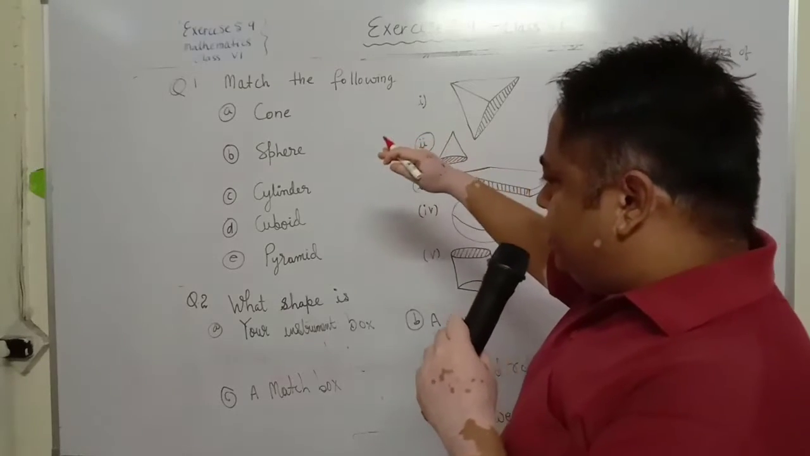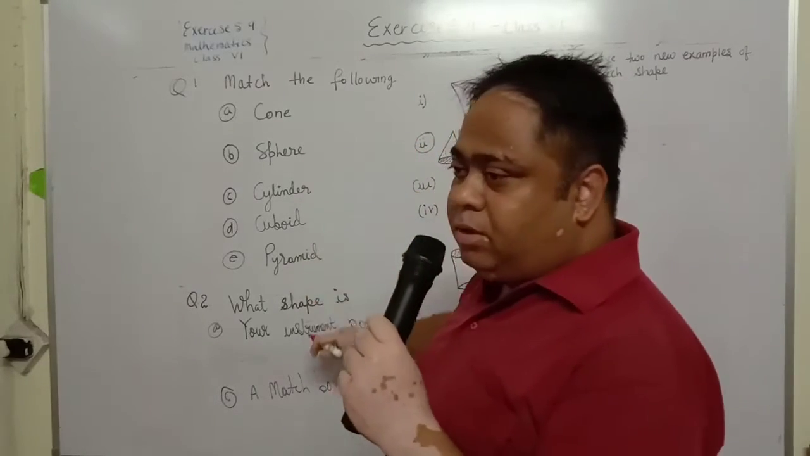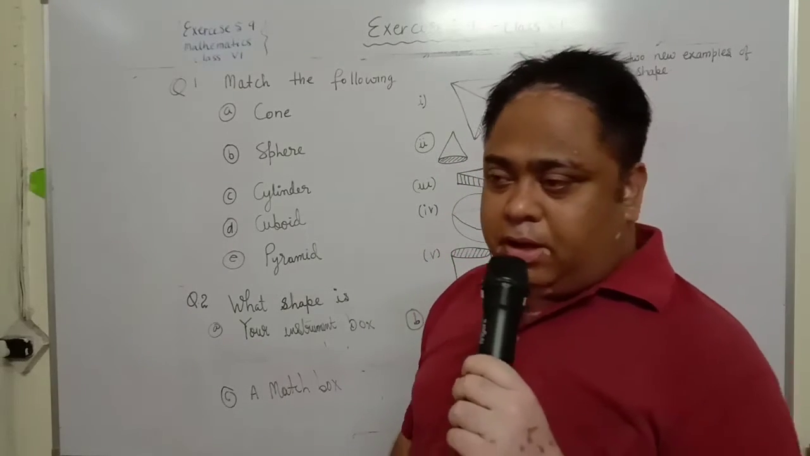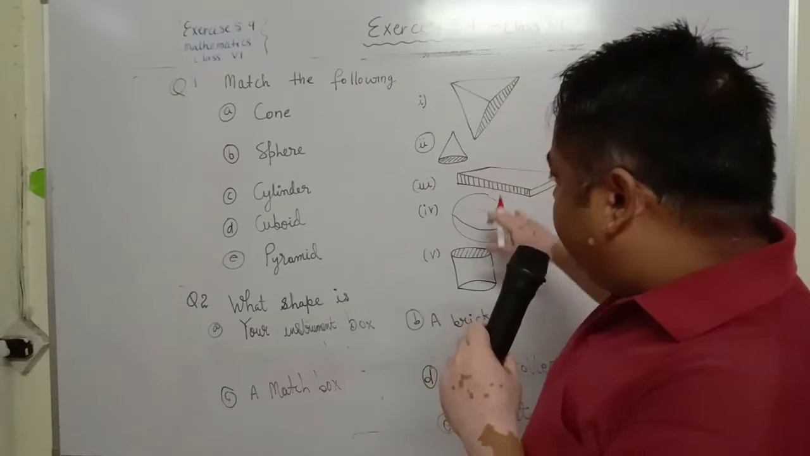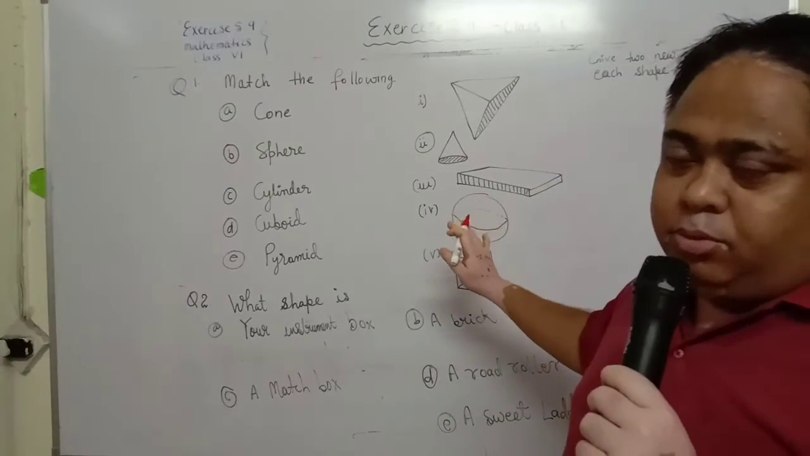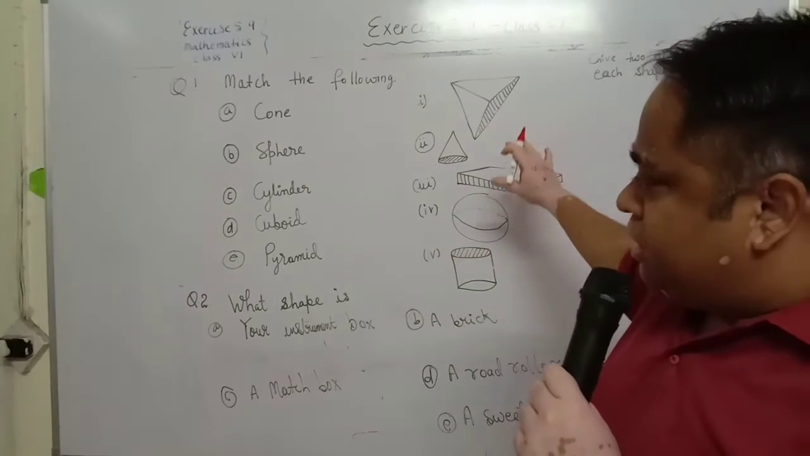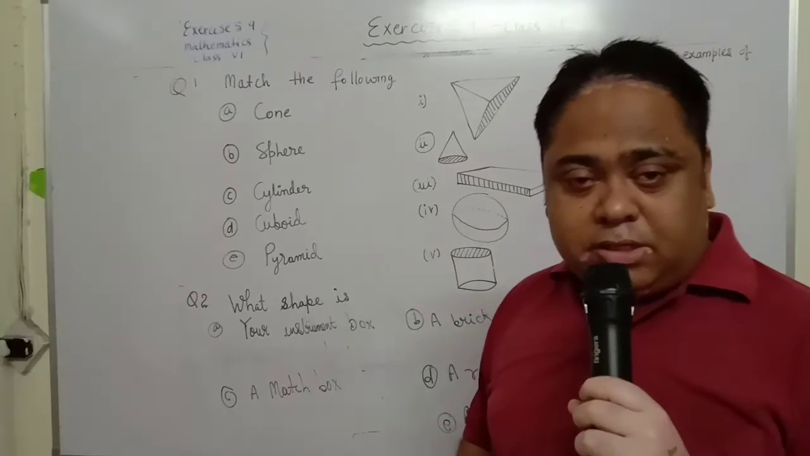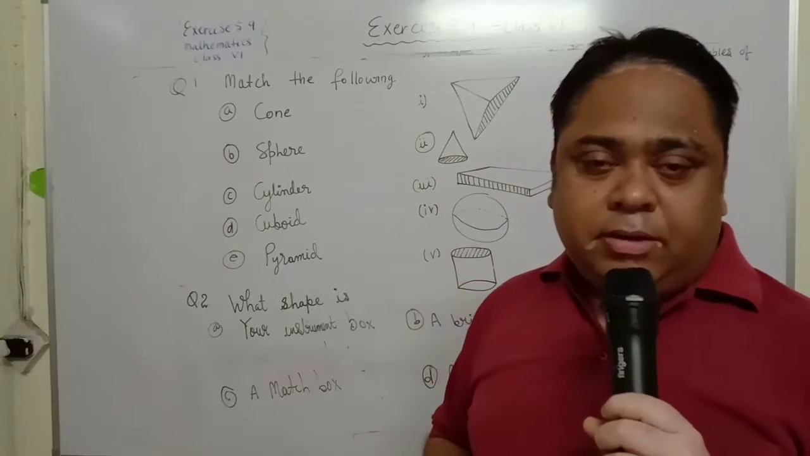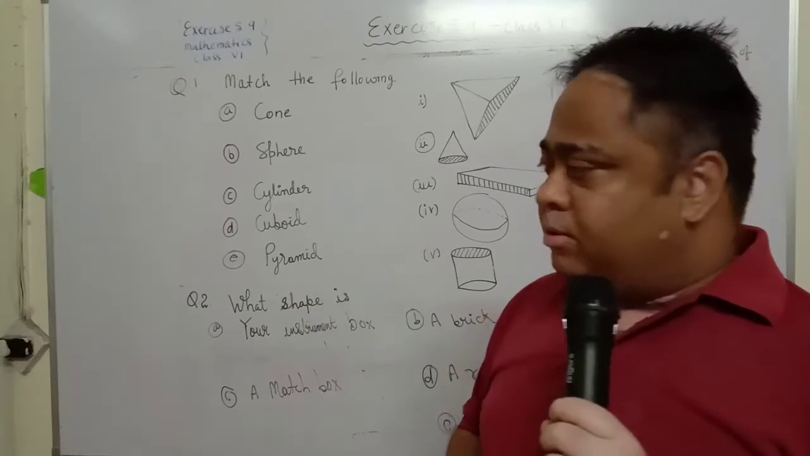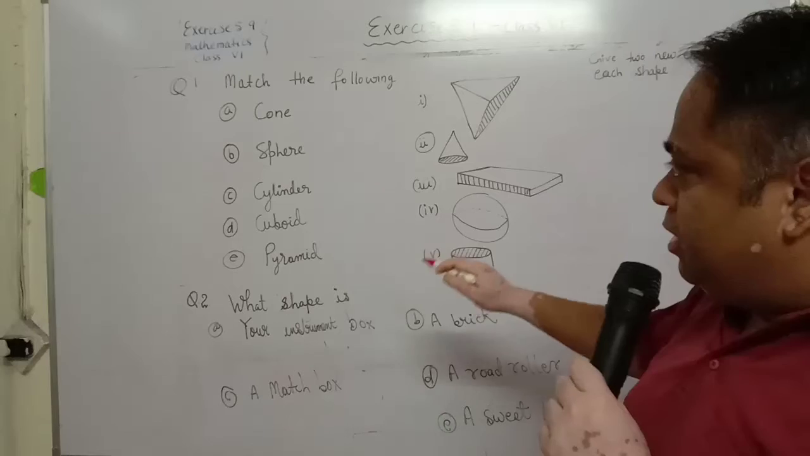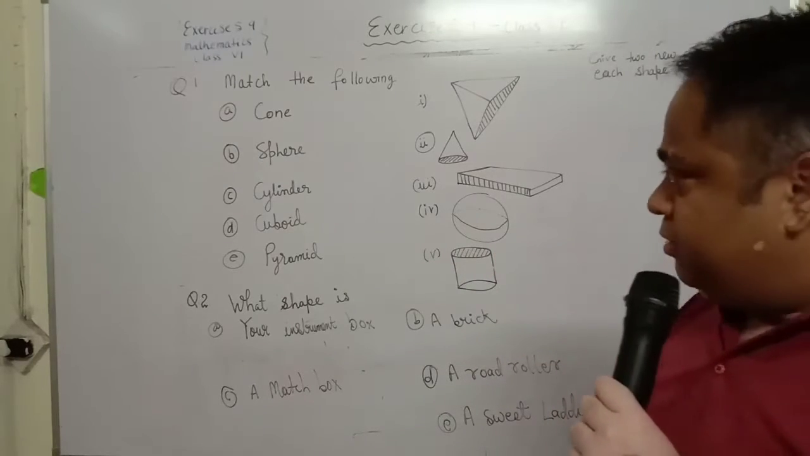So, the first question is match the following. There are two columns. In one column, the names of the figures, that means the three-dimensional shapes, are given, and in the other column, the shapes are drawn. The same you can see in your textbook also. These shapes are three-dimensional shapes, that means it not only has length and breadth, but it also has height. So we have to relate them, which of the names can match with the shape given here.